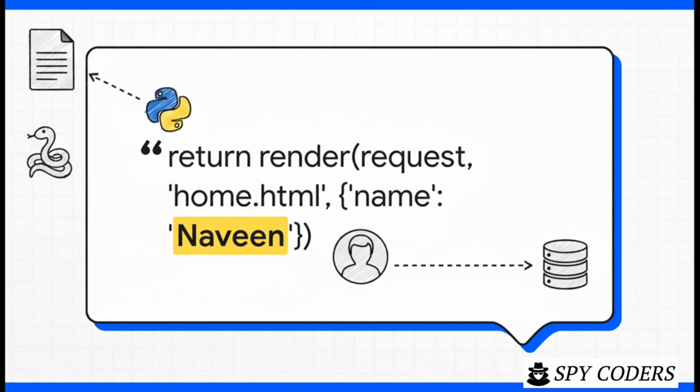We do this by adding a third argument to that render function, a Python dictionary. We call this dictionary the context. So here, we're creating a key called name, and we're giving it the string value, Naveen. This is the data that we're passing over to the template.